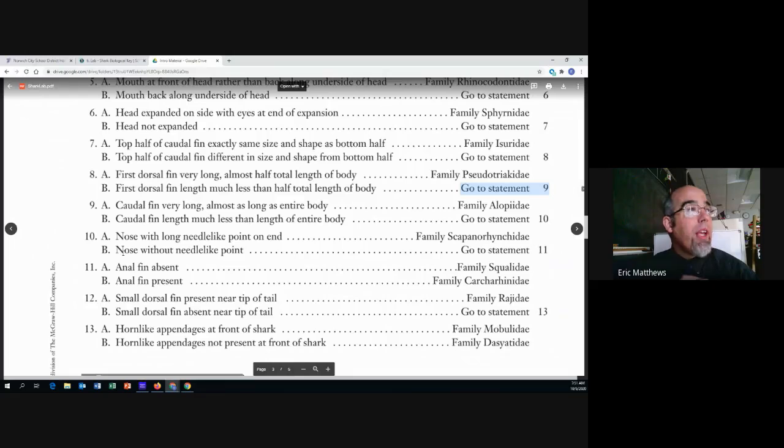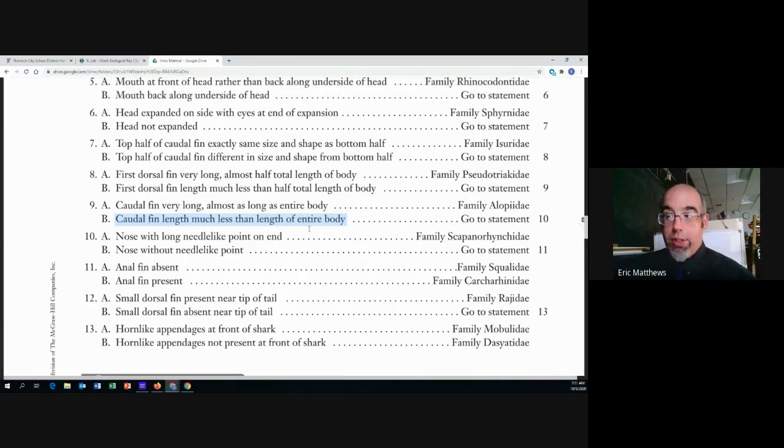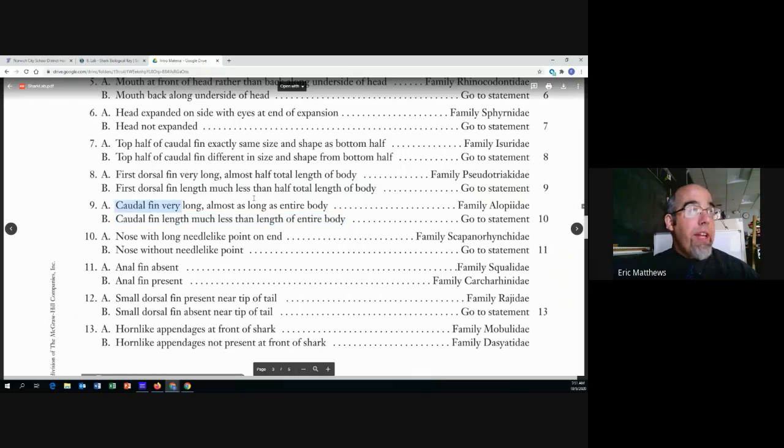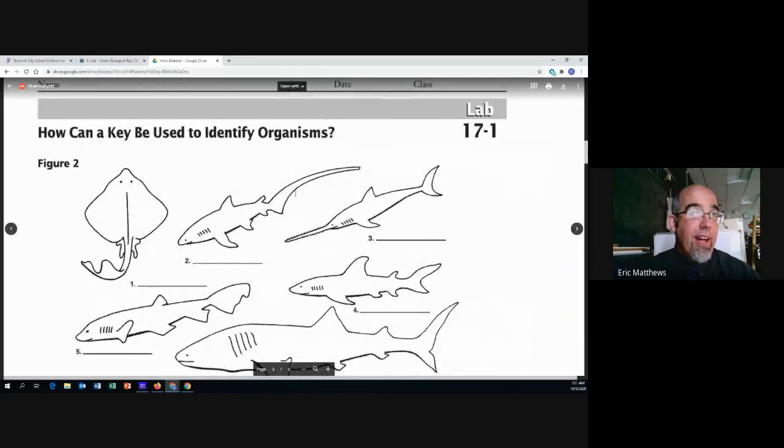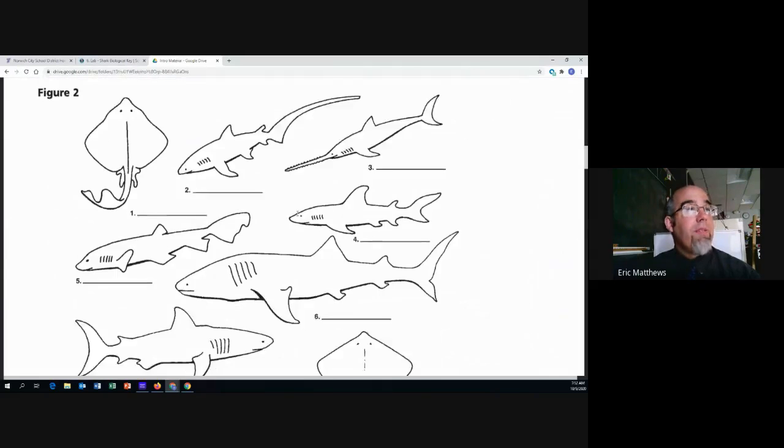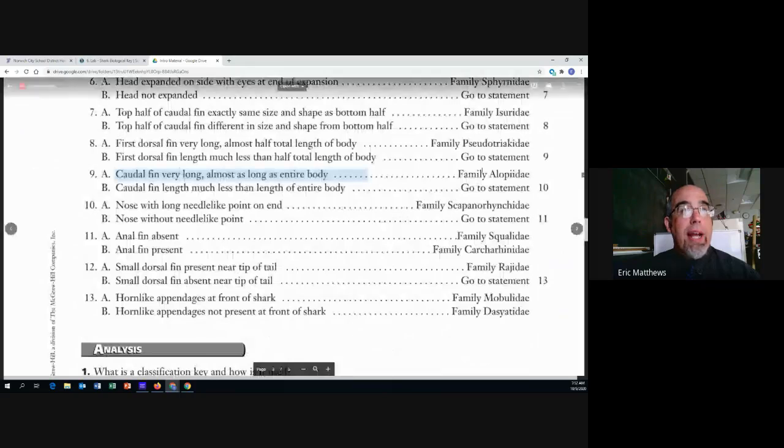Go to 9. Is the caudal fin very long, almost as long as the entire body? Or is the caudal fin length much less than the entire body? Now, this is what we've been looking for the whole time, right? That's the characteristic that makes this shark stand out, that gives it something unique. The caudal fin is very long, almost as long as the entire body. And you can see that right here, comparing this distance to that distance. So we know the second shark is Elopidae.